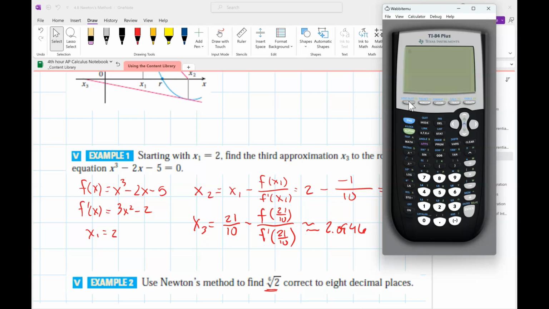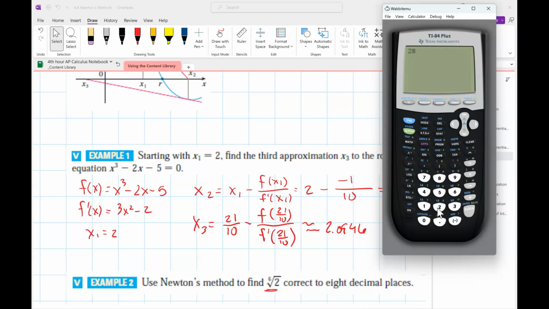So I'm going to start by typing f into y1 and f prime into y2. I press y equals, and in y1, I'm going to do x cubed minus 2x minus 5. And in y2, we'll do 3x squared minus 2. Everybody's good?